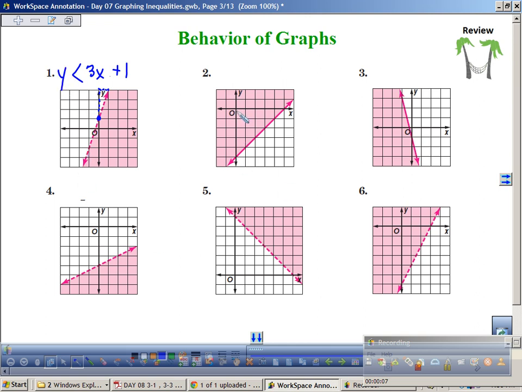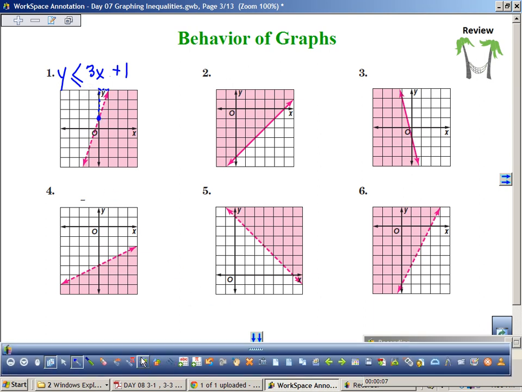Let's try another one. How do we know if the line is supposed to be dashed or dotted? If it's dashed, it does not include the values on the line. When you have a line underneath it, it means less than and including. Like you put more. Line also. Exactly. Make sense?